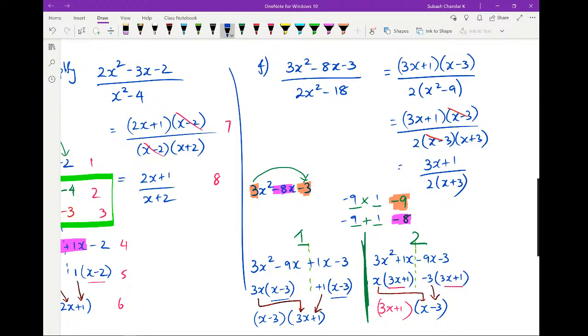Yeah, sure. For the denominator, you basically just take the 2 out, and you're going to get x squared minus 9. And then from x squared minus 9, you can rewrite that as x minus 3 and x plus 3.